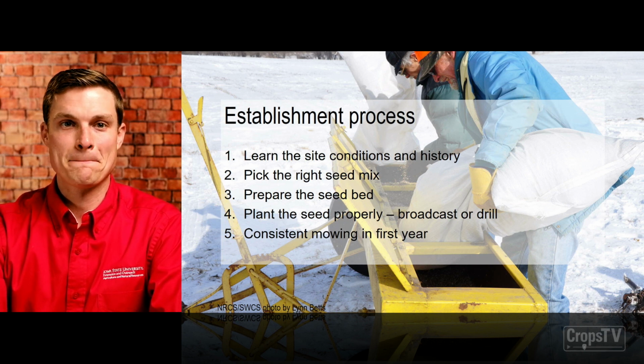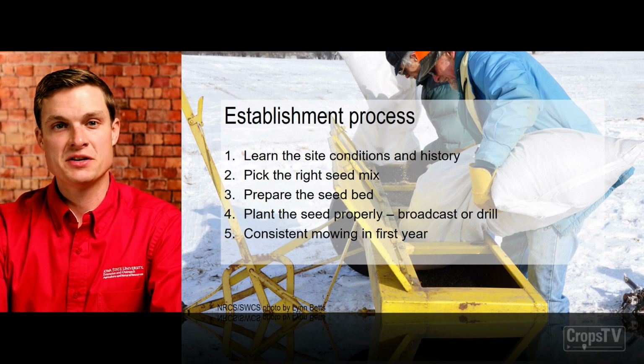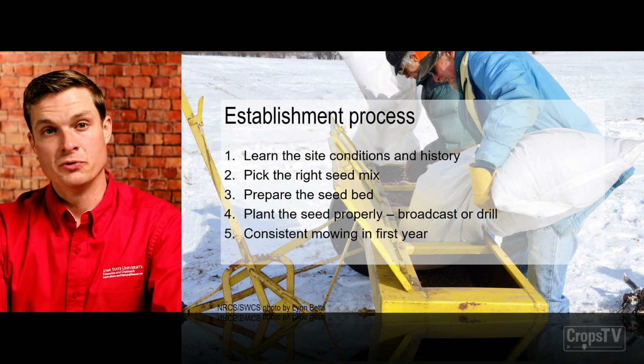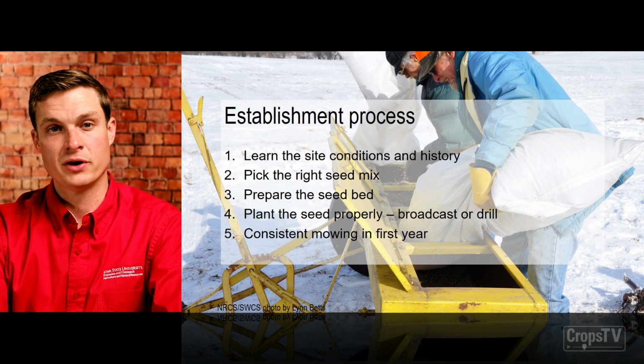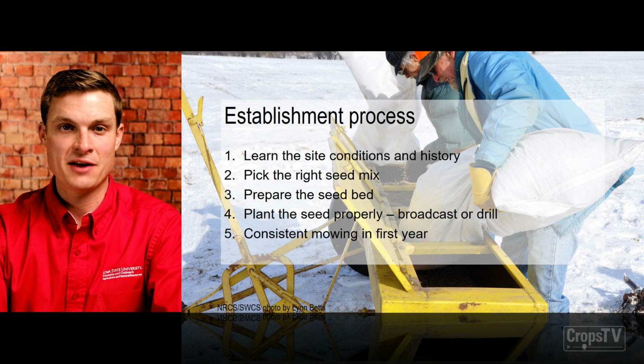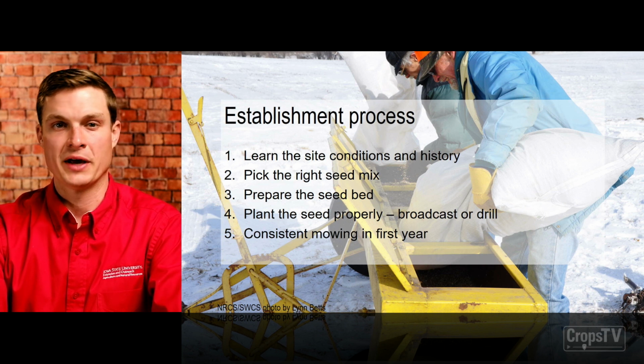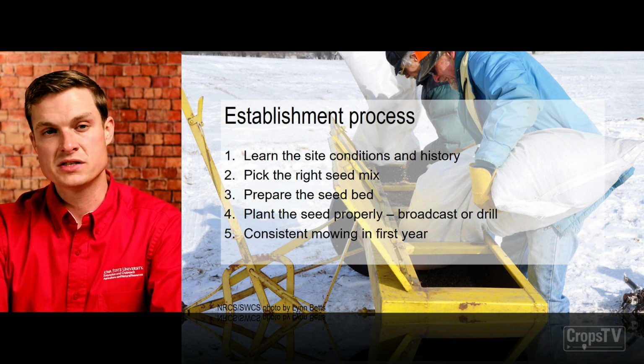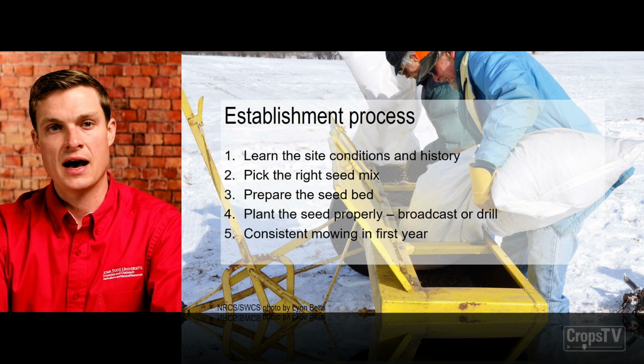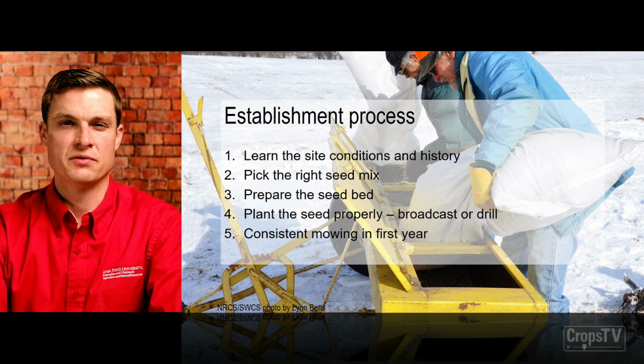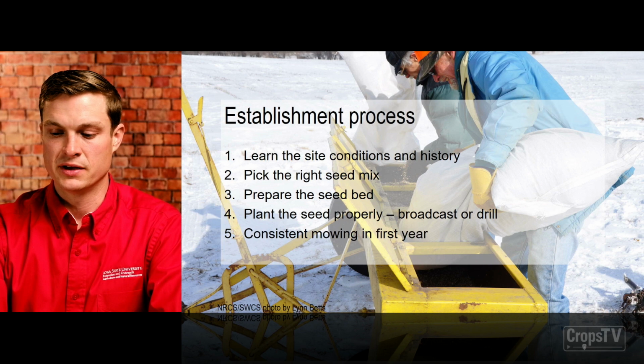seeder. And then we want to have consistent mowing in the first year, and that'll be important in establishing these perennials. Perennial plants grow down, annual plants grow up. And so in the first year of a perennial stand, we want to help the perennial plants grow down by fighting the annual plants, the weeds, that are growing up. And so we want to do a consistent mowing 4 to 8 inches high, about 3 times in the first year as site conditions allow for you to get in there.